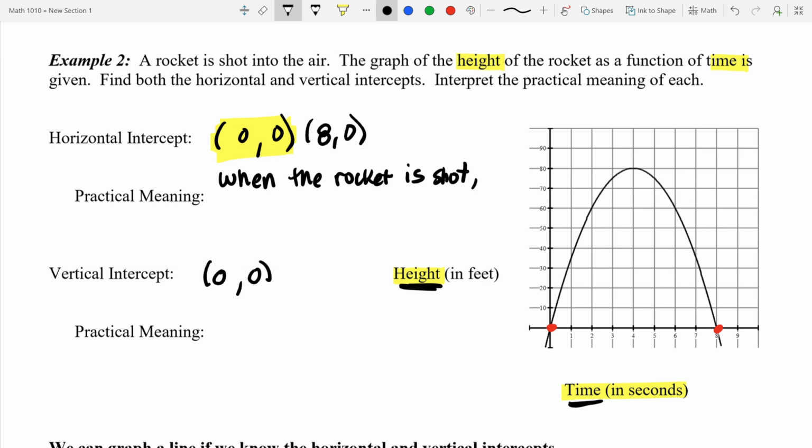That's easy to understand. Do you see, Joe, how that's less awkward? Okay, when the rocket's shot, it is on the ground. And then after that, I want you to put the ordered pair (0, 0).